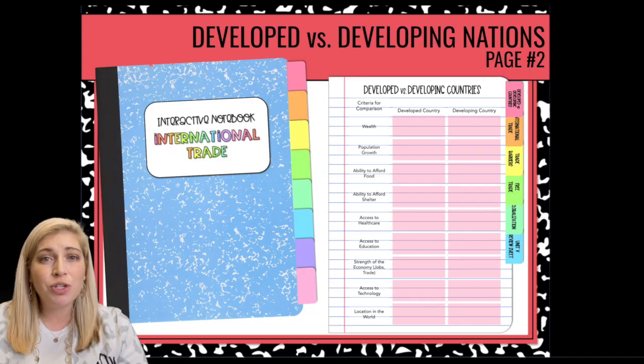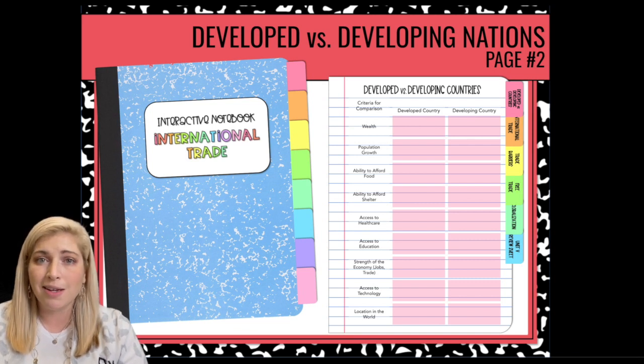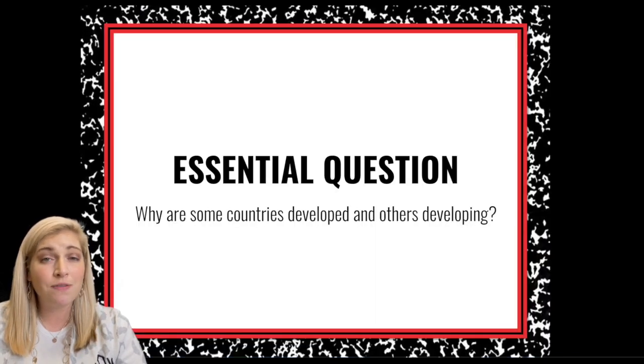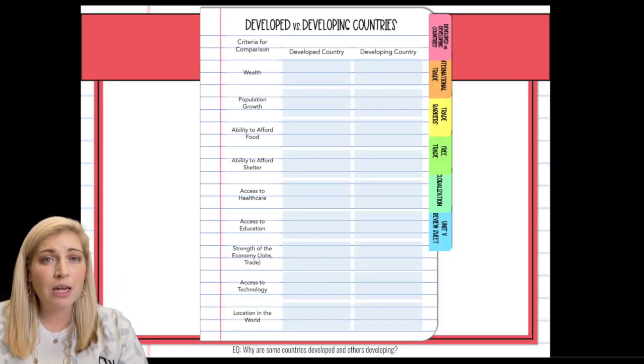All right, we're on page 2 of your interactive notebook. And again, today we're talking about developed versus developing countries. We're gonna have to enunciate today. All right, let's start off with our essential question. Why are some countries developed and some developing? On page 2, yours is set up just like mine on the screen, and we're gonna compare what a developed and a developing country look like.